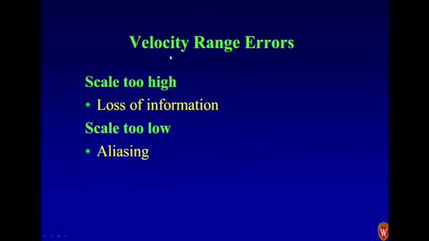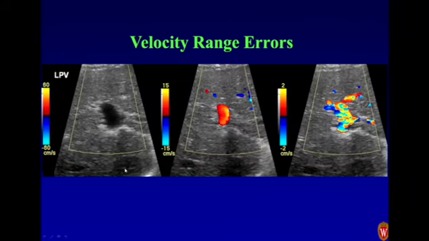So let's talk about velocity range errors. Typically with that, we mean that the scale, the pulse repetition frequency, is either set too high and you lose information, or it's set too low and you alias. So these settings are all about how fast the flow is in the vessel which you are investigating.